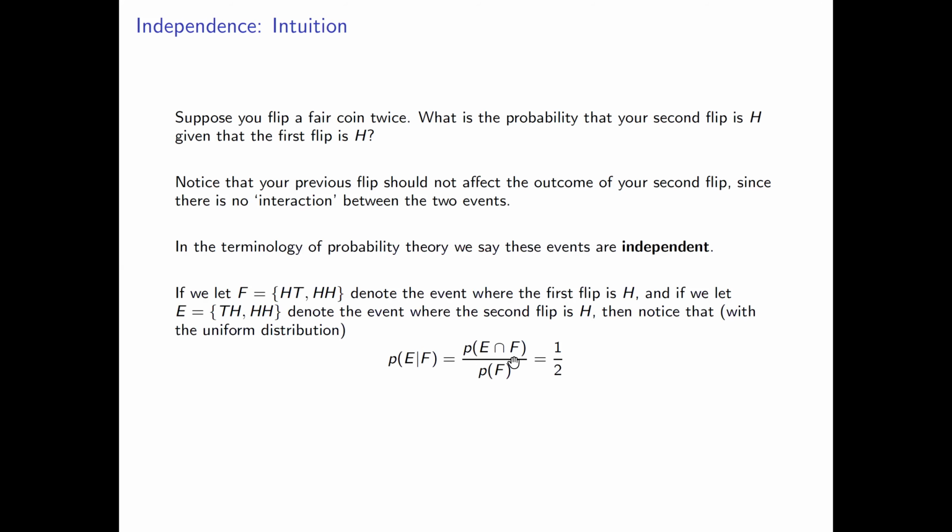Well, we can just calculate: it's going to be the size of the intersection of E and F, which is just 1, because the intersection of E and F is heads, heads, divided by the size of F, which is 2. So we just get 1/2, which is exactly the probability of flipping heads, which is what we expected. Notice that this is just the probability of the event E, regardless of information involving F. So E and F are independent of one another. It doesn't matter how much you know about F, it doesn't affect the outcome of E. This is the main idea.